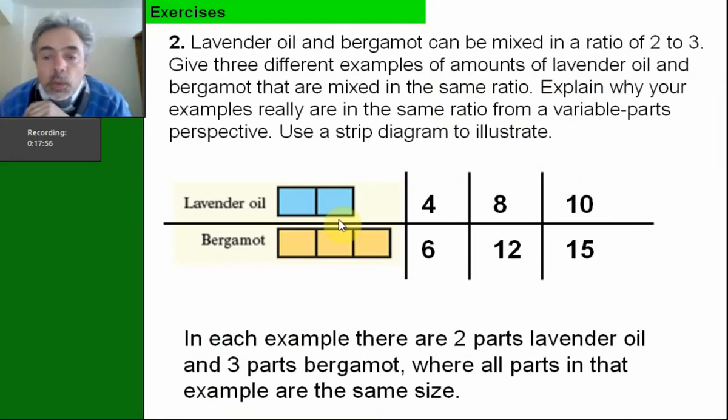So here are the 2 more examples, right? I'm just adding another batch. So 2 parts of lavender oil and 3 parts of bergamot. So I add another batch, so 2 becomes 4. I'm adding another batch here, and 3 becomes 6. So I keep adding another batch to find out the 3 examples that the exercise is asking for. But in each example, there are 2 parts of lavender oil for every 3 parts of bergamot. So we're keeping the ratio, where all parts are exactly the same size, right? So the same size of this little block here.